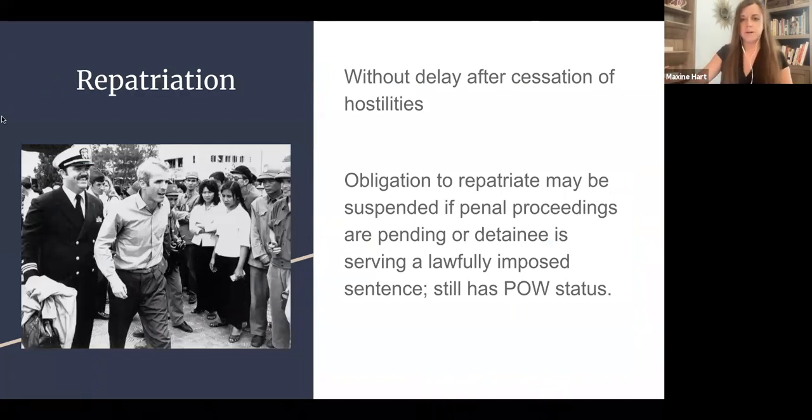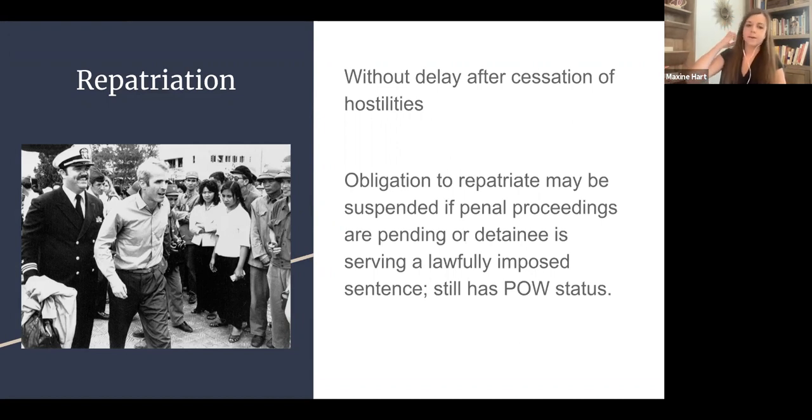POWs have to be repatriated without delay after the cessation of hostilities. And there's an obligation to repatriate them sooner if they are severely sick or wounded. That would be the case, again, also in McCain's case, because he had broken both of his arms and one of his legs when his plane was shot down. And his condition got a lot worse because he was held in these horrible conditions and didn't have adequate medical care. And so he was really in a very serious condition.